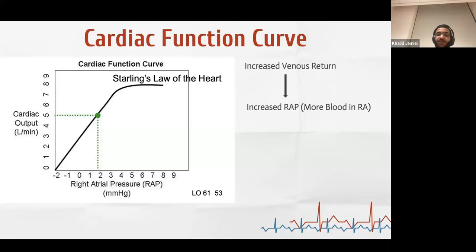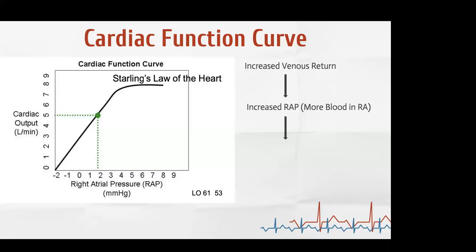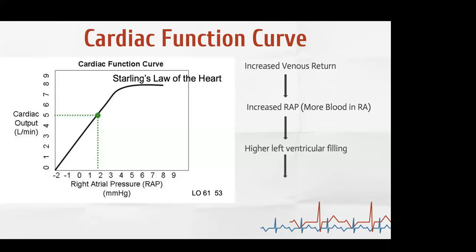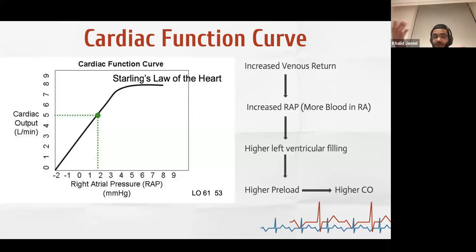Okay, and if you increase right atrial pressure, what do you do to the end-diastolic volume? It's also going to increase. And if you increase the end-diastolic volume, what do you do to the cardiac output? It's going to increase. Okay, so now we can make this link that we made from the beginning of the lecture, which is venous return determines cardiac output.